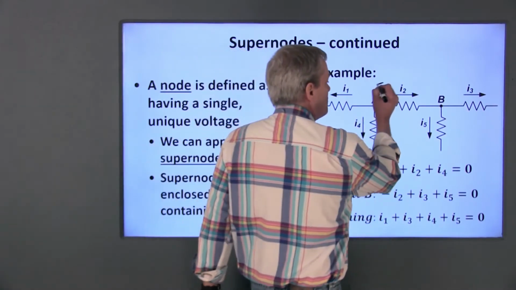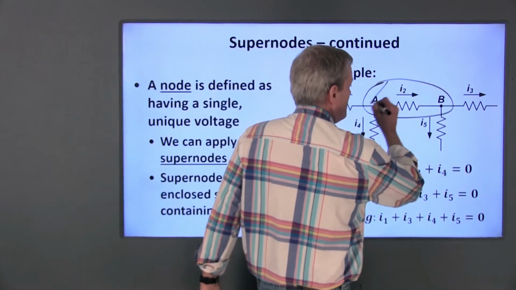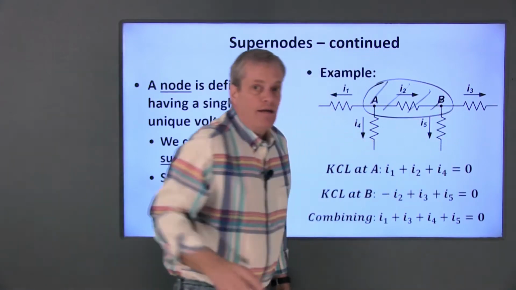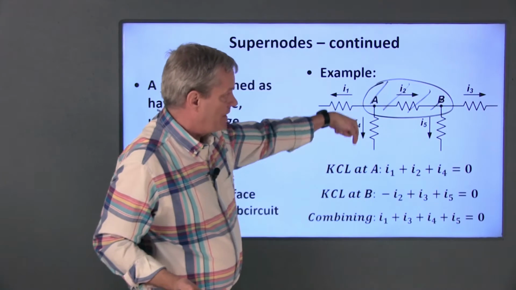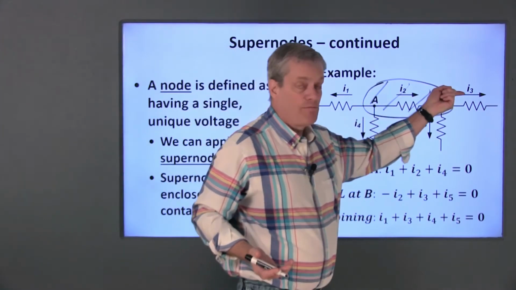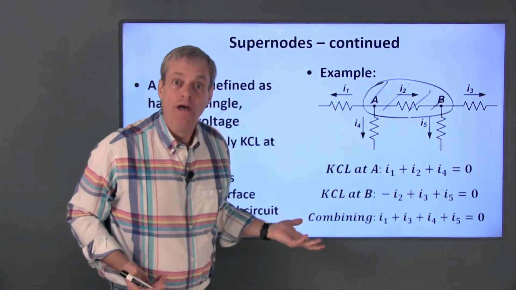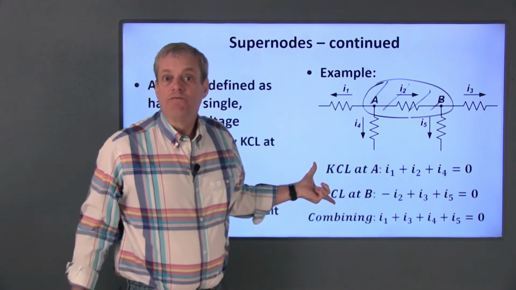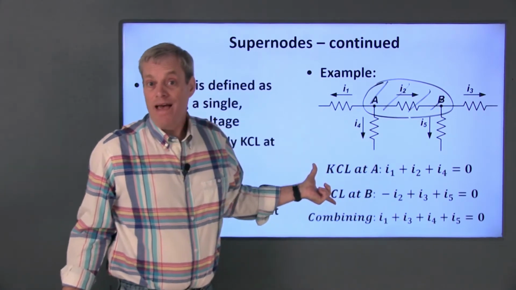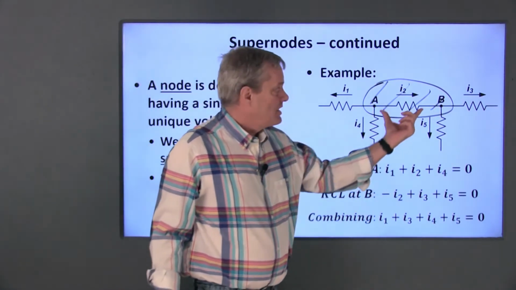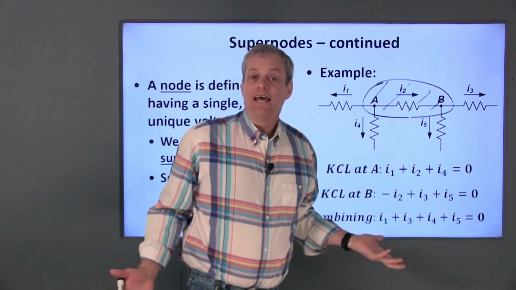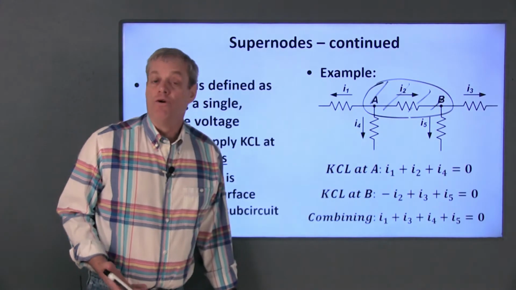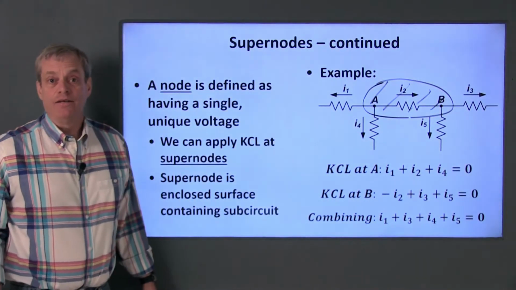Now if I draw a supernode around nodes A and B, I get this same equation: I1 plus I4 plus I5 plus I3 is equal to 0. It includes the cancellation of I2 from these two equations automatically. If I'm not interested in the current I2, using a supernode can result in less effort since we eliminate one unknown and one equation automatically.